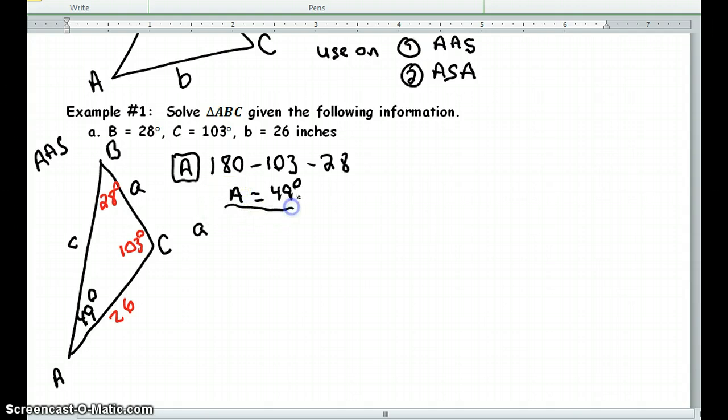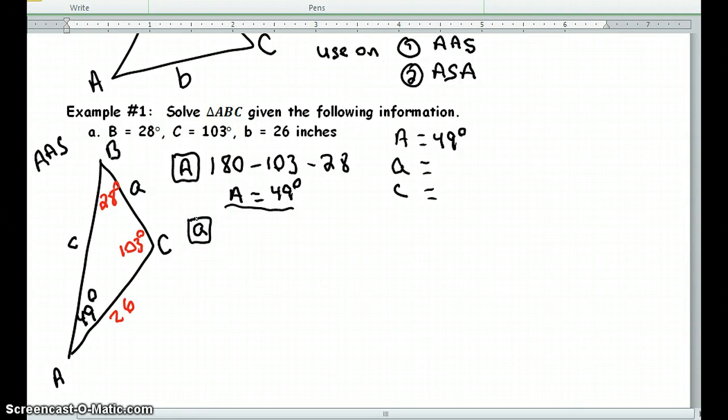Let me underline this. And the other thing I like to do is put all my answers together in one spot. So A is 49 degrees. And then I'm looking for A, but I'll put little a over here and then little c. And if you keep your work organized and your answers all in one spot, it's easier for us to grade stuff. All right, so anyway, let's look for side A.